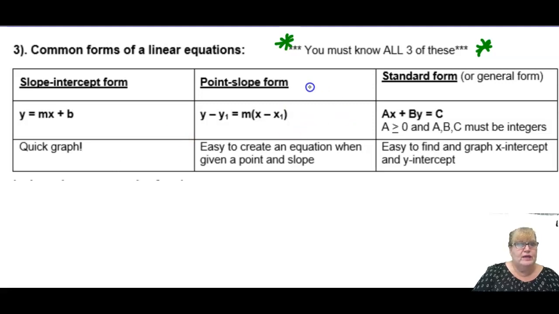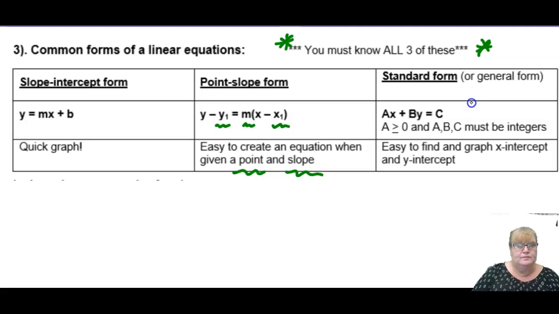Point slope, okay, is super important for calc. You should have seen this in Algebra 1 in geometry, for sure in geometry. Okay, you're going to replace these three things with a number, and it is very easy to create an equation when you're given a point and a slope. That's why it's called point slope. It's not as easy to graph from this form, and you would want to rearrange it.